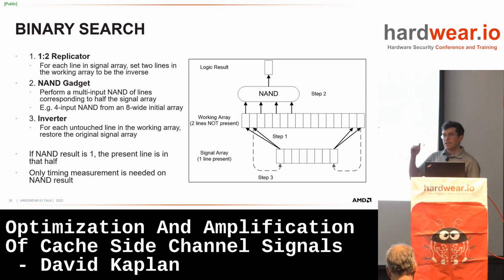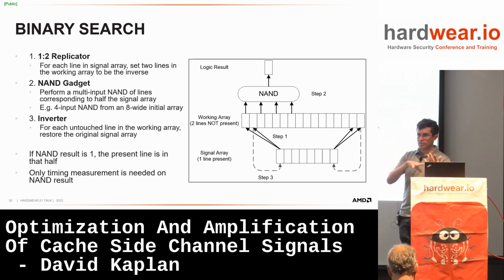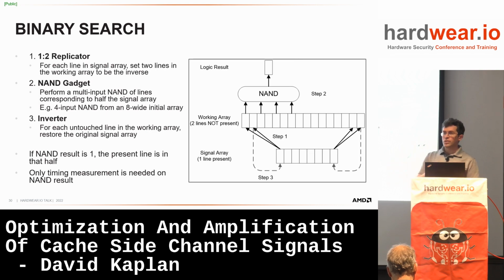We're then going to use our NAND gadget to check the status of half the array. So in this case, we're checking the lower half of the array, and then we just do one timing measurement on the result of the NAND. And that's going to tell us if the cache line's in that half. And then all we have to do is restore the original state of the signal array, which we do using the copy that we didn't use for the NAND. So that's why we had to create 2 copies, one to use, one to restore back.